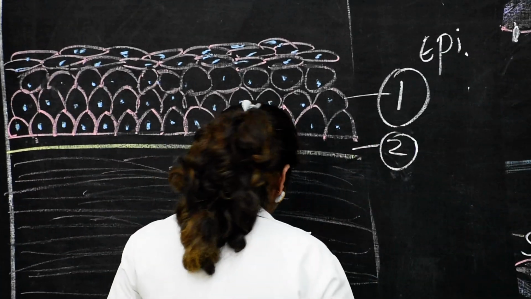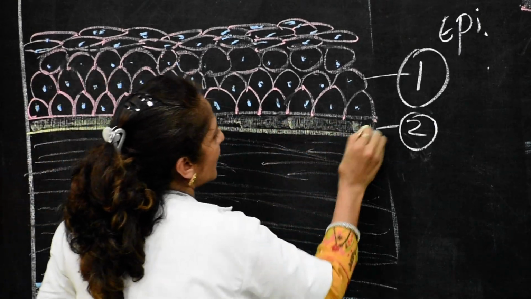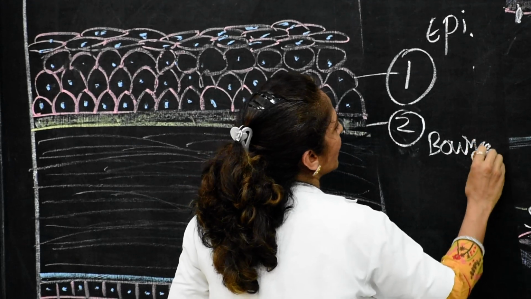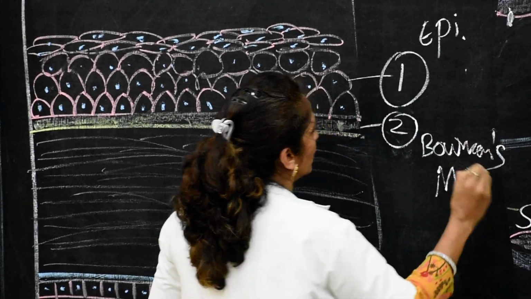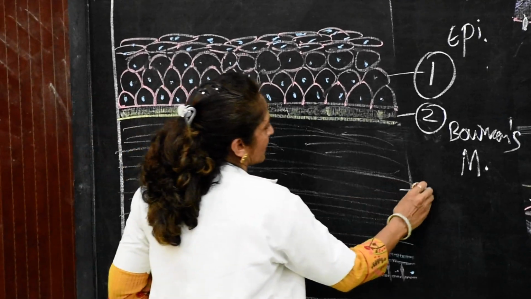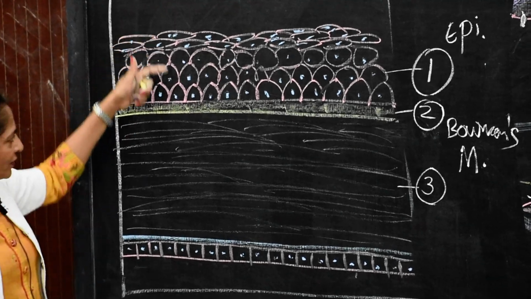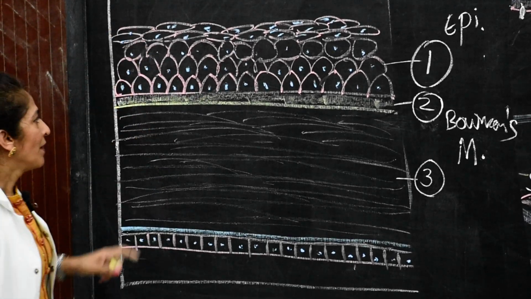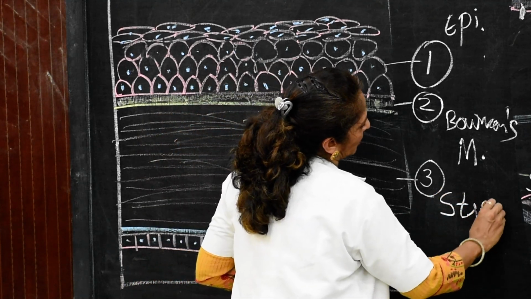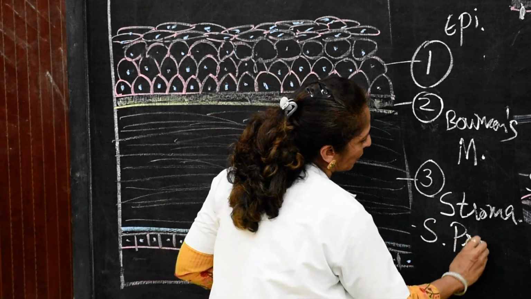Second layer is a transparent membrane-like structure, that is the Bowman's membrane. Third layer, that is the largest layer. It contains about 90% of the thickness of the cornea, and that layer is known as corneal stroma, or the other name is substantia propria.